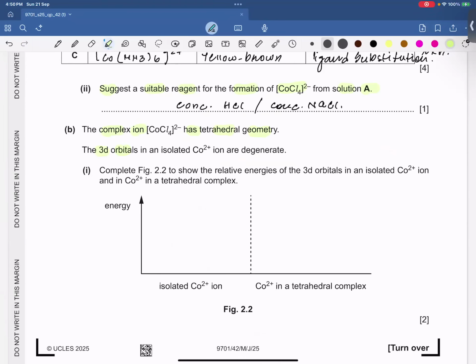The 3d orbitals in an isolated cobalt 2 ion are degenerate. Degenerate means equal energy orbitals. It means all 5 orbitals have identical energy.